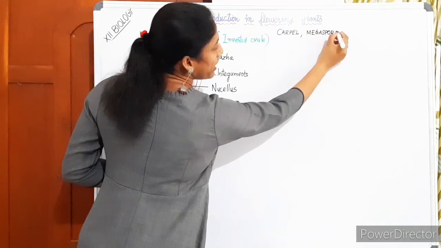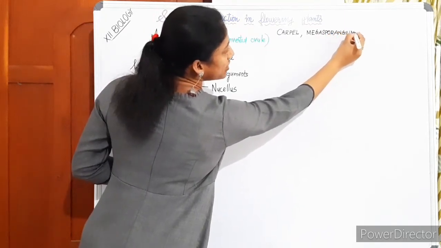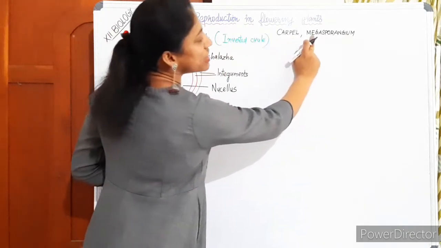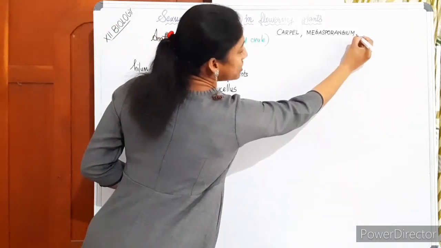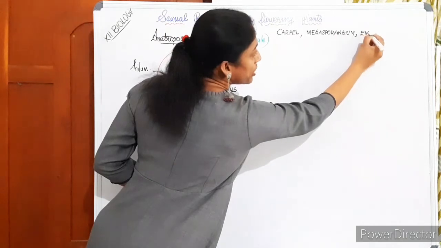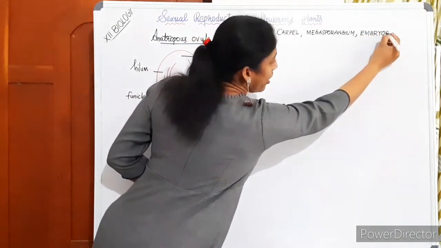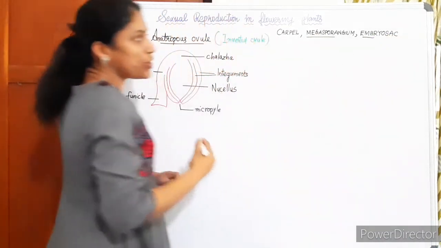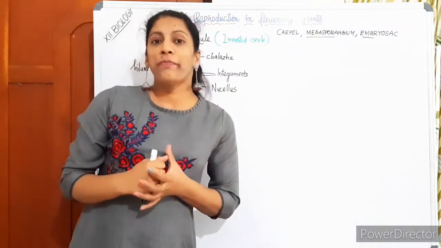When we compare it with the male, instead of carpel it is stamen. Instead of megasporangium it is microsporangium. And the next one, instead of pollen grain, here it is embryo sac. The male gametophyte was pollen grain, whereas the female gametophyte is named the embryo sac. So what we have to learn next is the embryo sac.